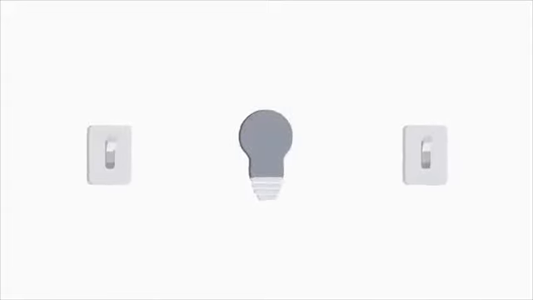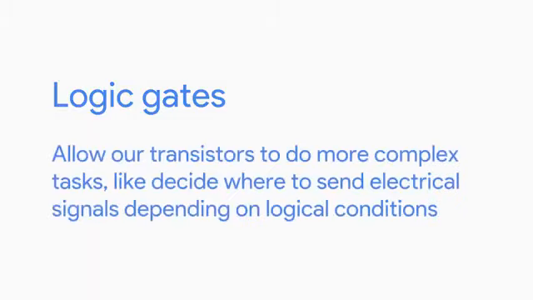But just having transistors isn't enough for our computer to be able to do complex tasks. Imagine if you had 2 light switches on opposite ends of a room, each controlling a light in the room. What if, when you went to turn on the light with one switch, the other switch wouldn't turn off? That would be a very poorly designed room. Both switches should either turn the light on or off, depending on the state of the light. Fortunately, we have something known as logic gates. Logic gates allow our transistors to do more complex tasks like decide where to send electrical signals depending on logical conditions. There are lots of different types of logic gates, but we won't discuss them in detail here.